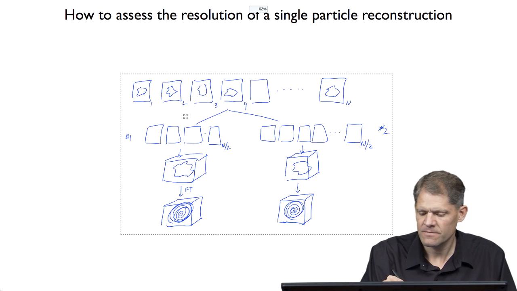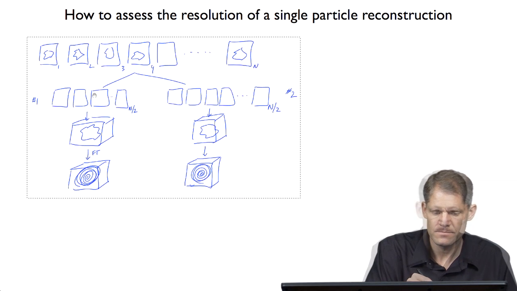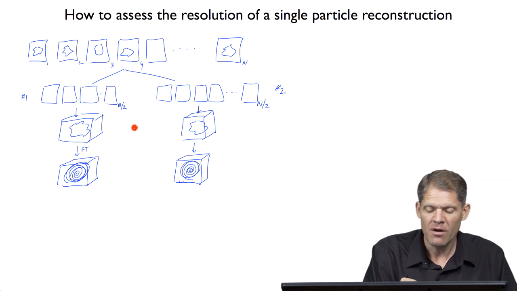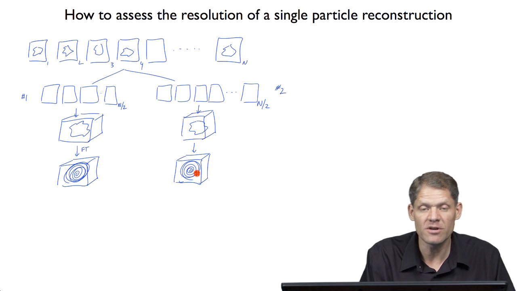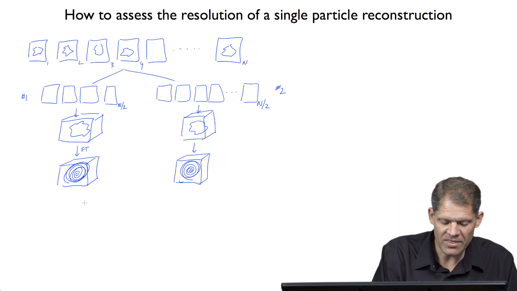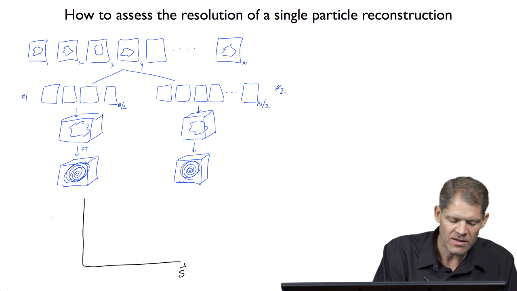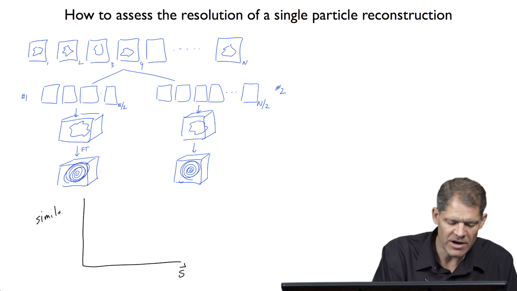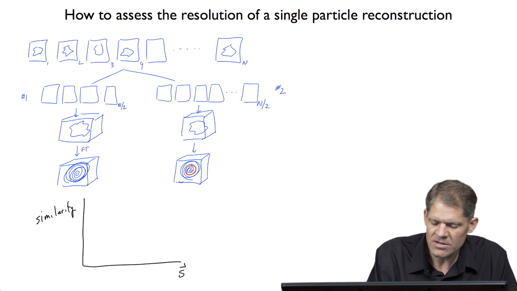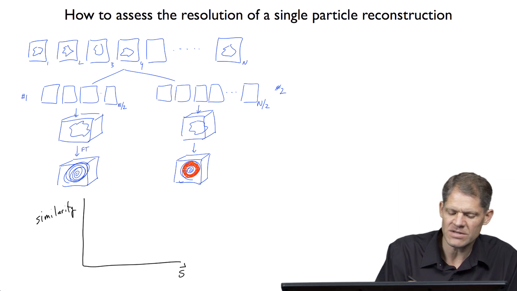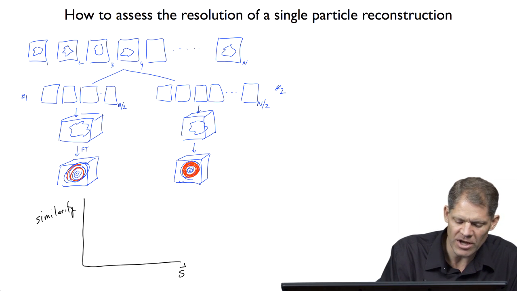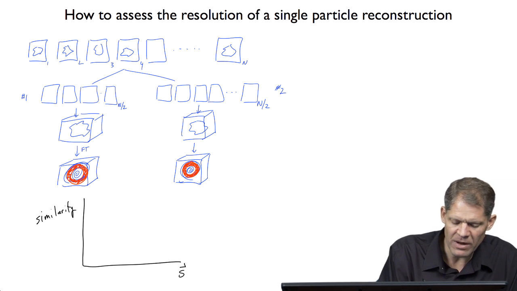And now we can ask, how well does this reconstruction match this reconstruction as a function of spatial resolution? And we'll plot that. So we'll draw an axis, and here will be spatial frequency, and this axis will be, let's call it for now, similarity. And we'll consider regions in the transforms of these reconstructions. We'll consider shells. So a shell of amplitudes and phases here will compare to the corresponding shell of amplitudes and phases here. And we'll do this pixel by pixel.